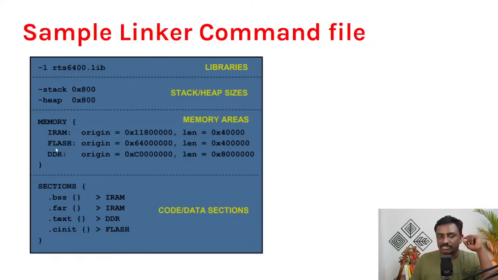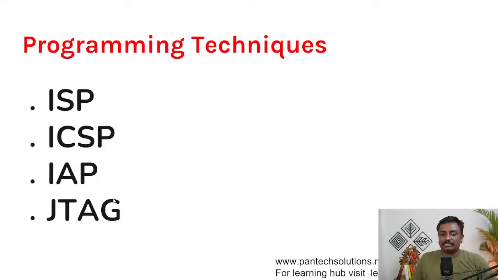Whether it is flash memory or DDR, you must give the starting address and the length, the size of the memory. That should be described in the linker file. And the section file will tell you which section has to be placed in which memory. Okay, like .bss to RAM memory, .far to RAM memory, .text to DDR, double data rate. So you have to map the sections to the appropriate memory. That has to be done in the linker description file.